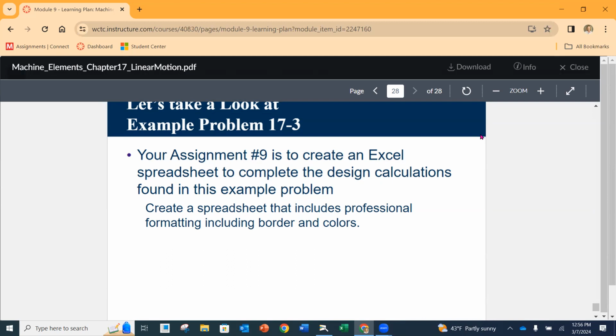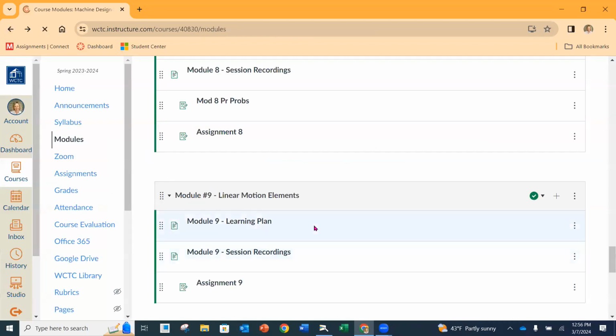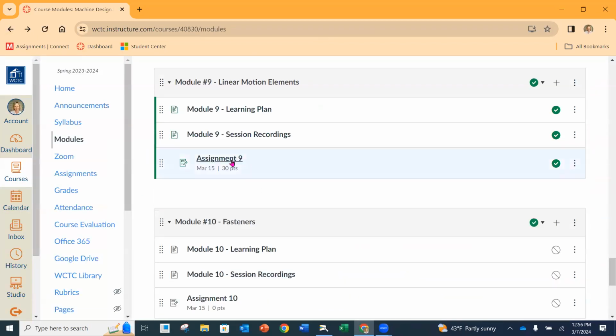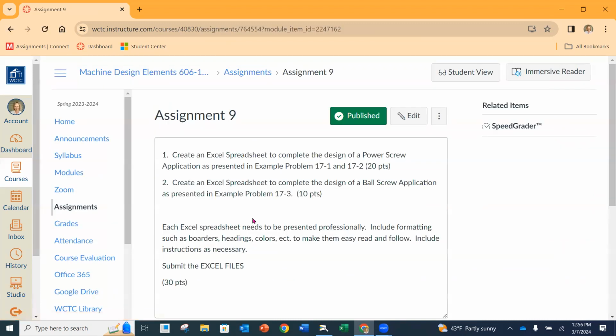Any questions? All right. Before I leave this, let's take a peek at assignment number 9. It says we're going to create an Excel spreadsheet to complete the design of a power screw application as presented in example problems 17.1 and 17.2. I'm giving you 10 points for each of those, so 20 points total for that one spreadsheet, and then a second spreadsheet for the ball screw application, which is worth 10 because it's a lot shorter.